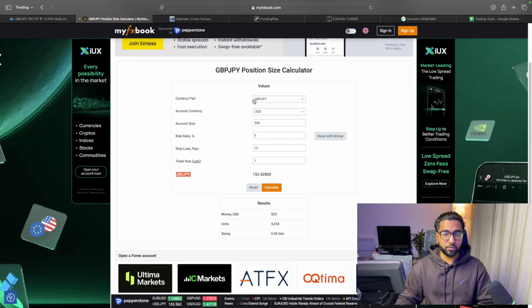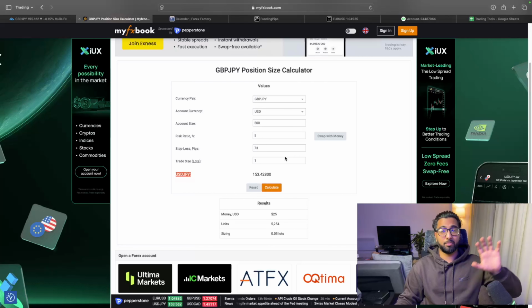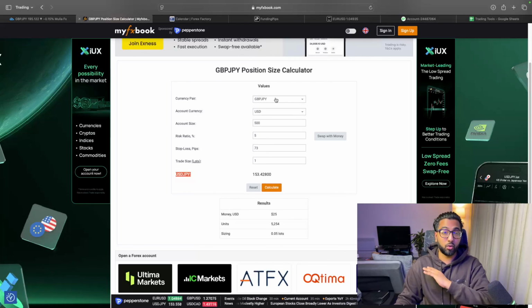Why? Because we're trading against GBP JPY, it has to convert the GBP into USD, and then it will give us the USD results. But that's all the maths behind it. You don't actually have to do this. This system does it all for you.